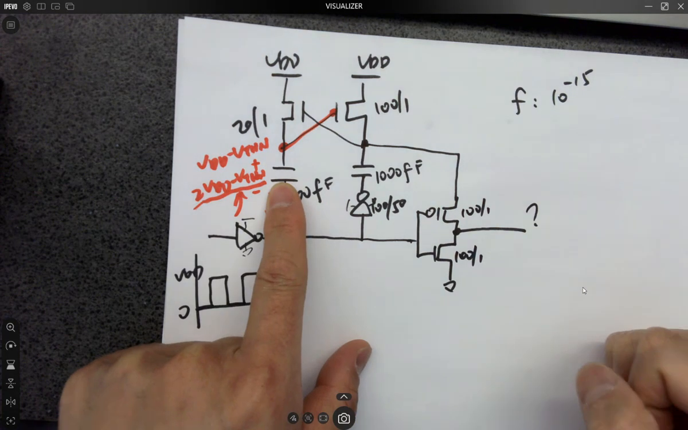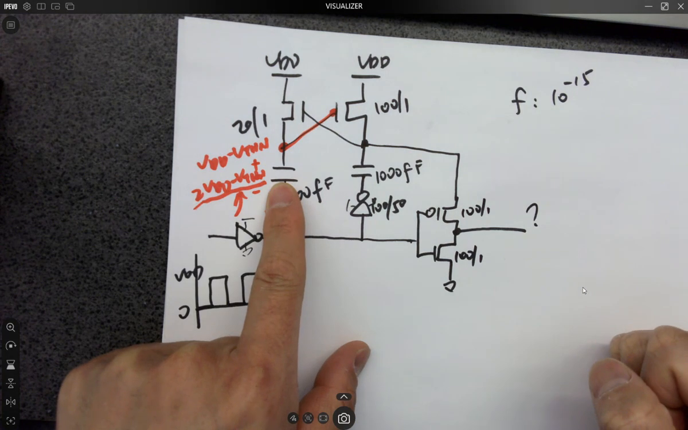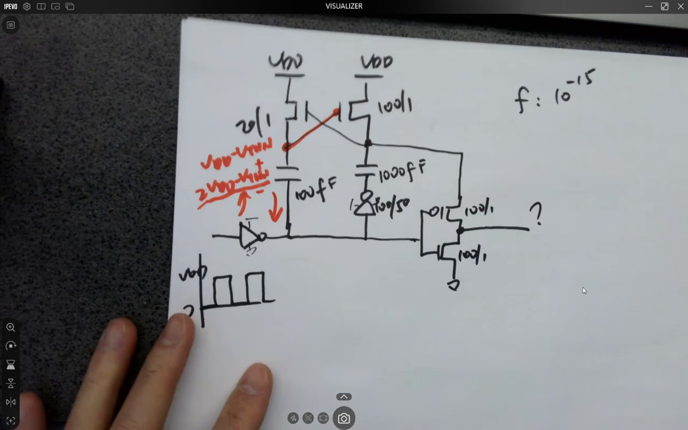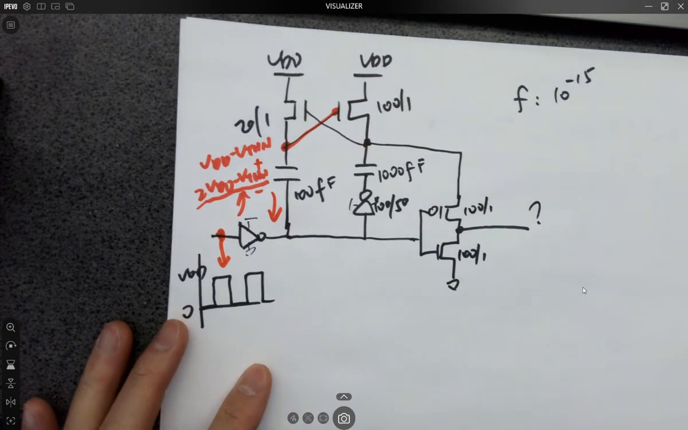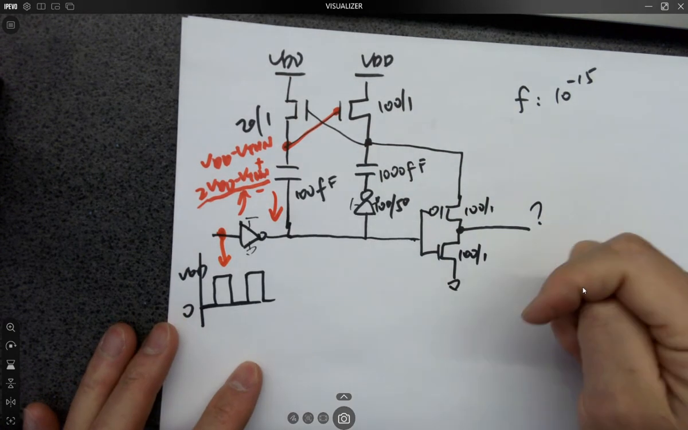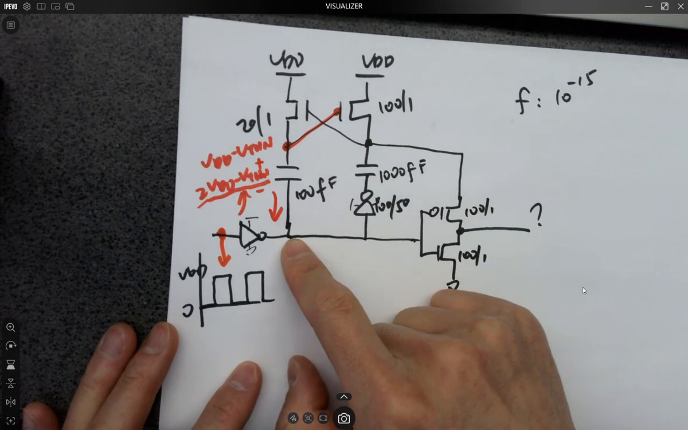Is the clock connected to the leftmost inverter? So that's going VDD to 2 VDD? No, it's just VDD and ground. Oh, it's just grounded? Yeah. Okay.